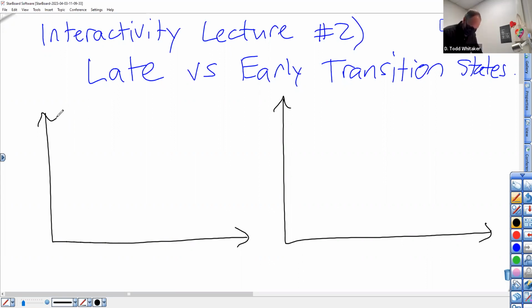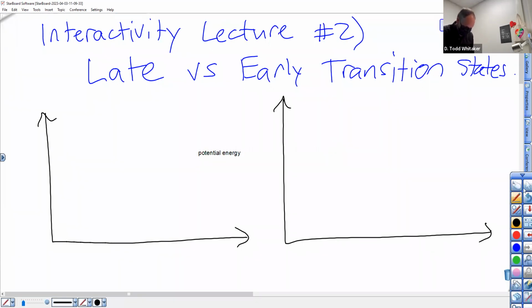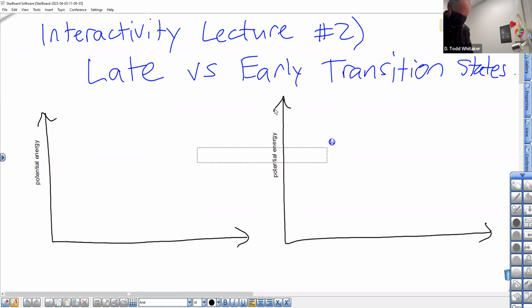And potential energy is going to be my y-axis. Potential energy. And we want it to be the y-axis. There we go. And reaction progress is the x-axis. And the two major types of reaction in terms of heat are endo and exothermic.